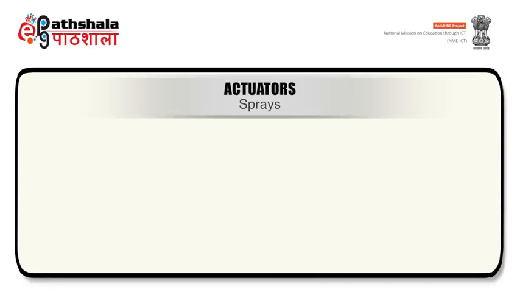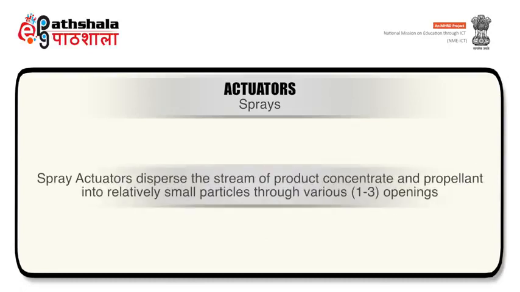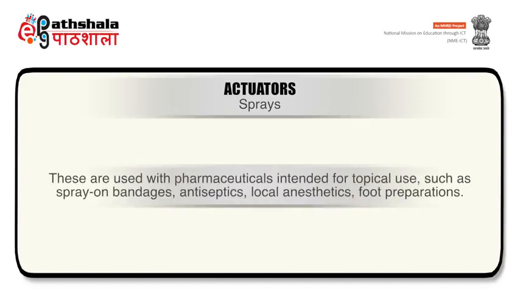First actuator that we will discuss is spray actuator. Spray actuators disperse the stream of product concentrate and propellant into relatively small particles through various openings. These are used with pharmaceuticals intended for topical use like spray-on bandages, antiseptics, local anesthetics, food preparations.